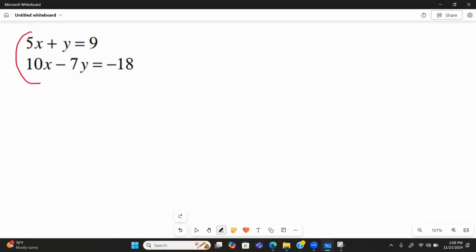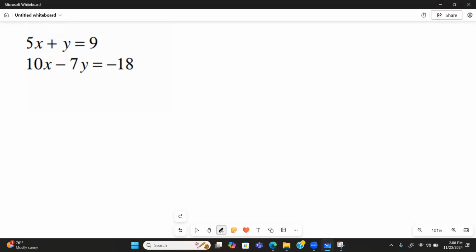I could pick on the x's. So my question is, what could I do to the 5 to turn it into the 10? So I could just pick on that. So I'm going to do that. I could multiply the 5 by 2 if I want. Okay, so I'm going to multiply the 5 by 2.